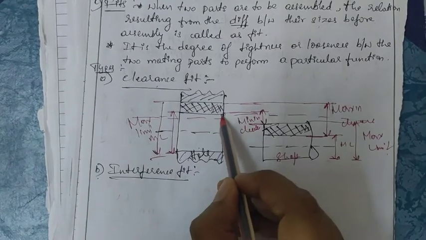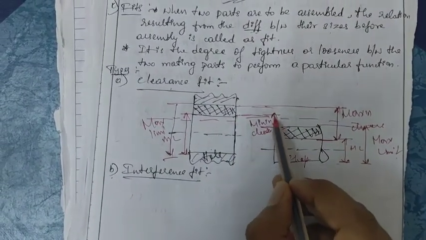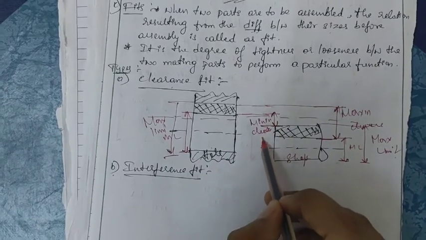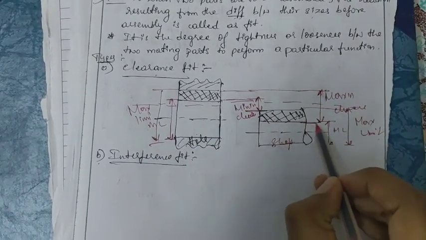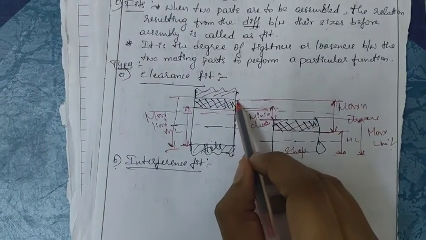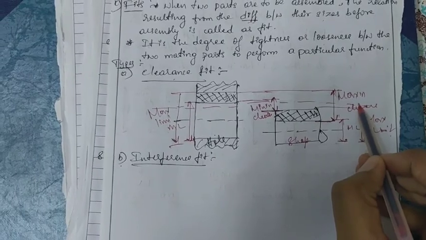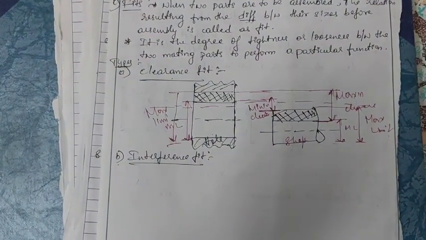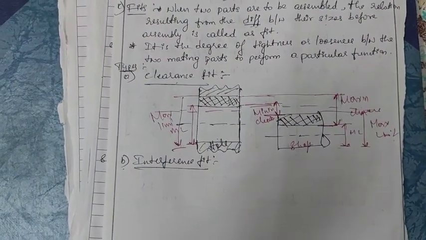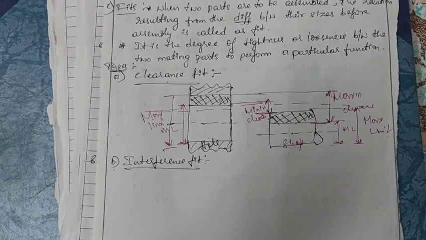So the minimum limit of the hole and the maximum limit of the shaft, the difference between these two, we call the minimum clearance. The minimum limit of the shaft and the maximum limit of the hole, the difference of these two, we call the maximum clearance. The tolerance zone of the hole is completely above the tolerance zone of the shaft. This type of fit we call a clearance fit.